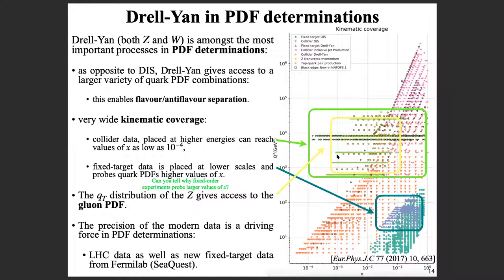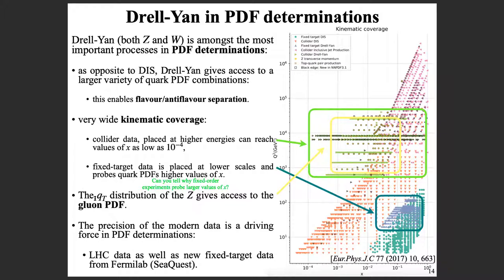In addition, there is also fixed target Drell-Yan production data, mostly produced by fixed target experiments at Fermilab, and they are placed at lower values but larger values of X. So this is a question for you: can you guess why fixed target Drell-Yan data is placed at larger values of X? This bit of information is also very important to constrain PDFs, because in the large X region, PDFs are not very well known yet.